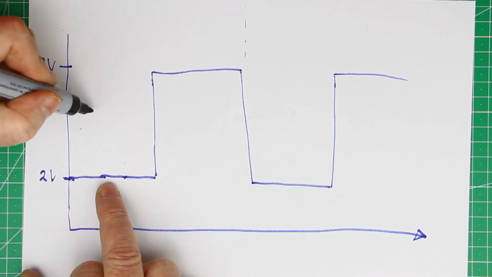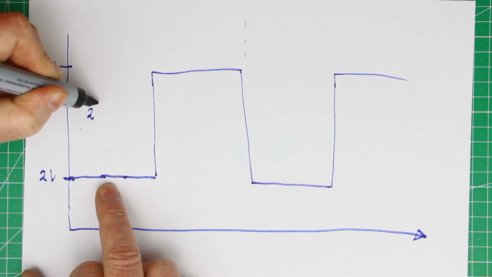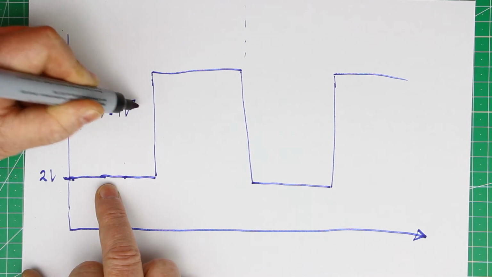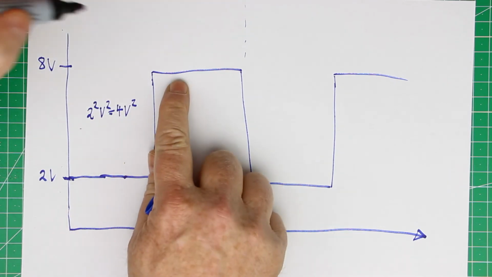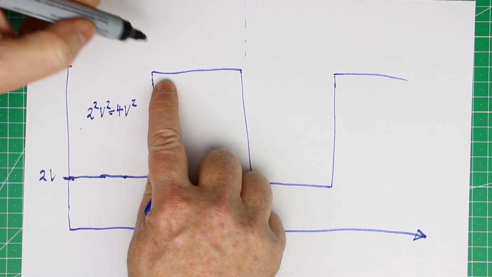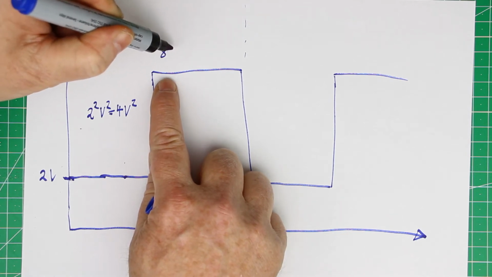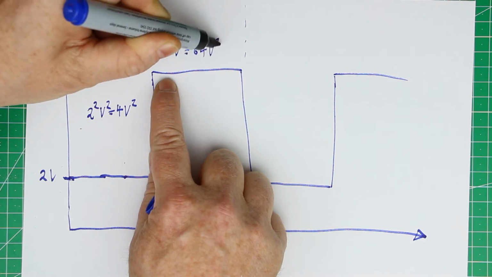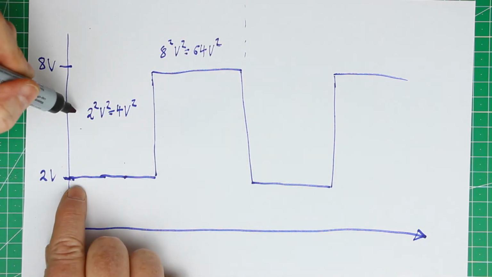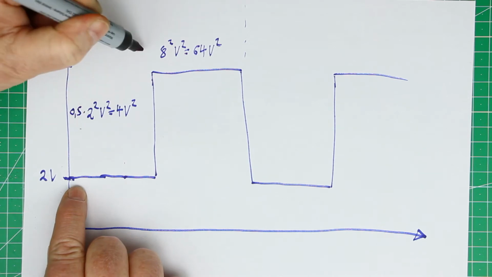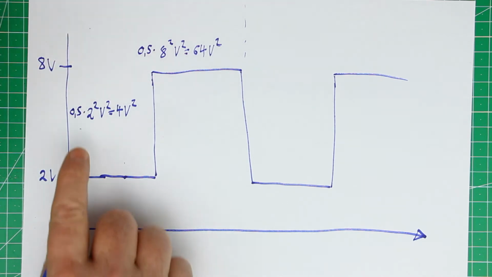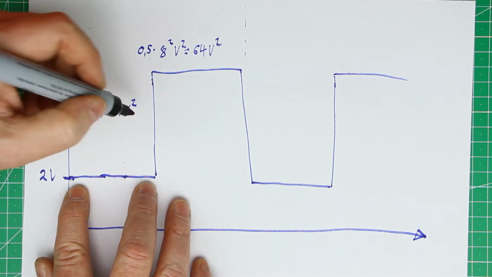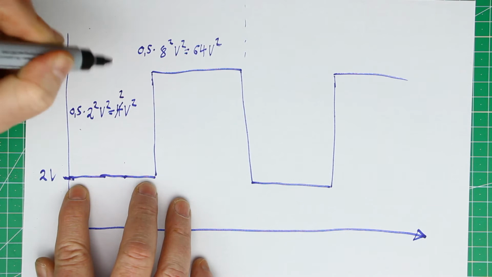In this area we have a squared value of 4 volts squared, and here we have 8 squared, which gives us 64 volts squared. And of course, because it's symmetrical, we have to apply the factor of 0.5, because half of the time we have this value. So this is of course wrong.